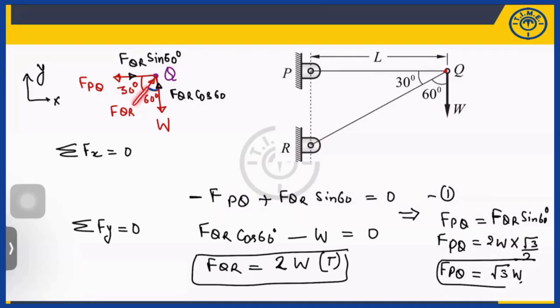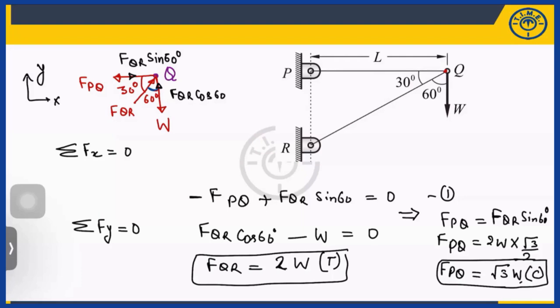Now if you see, this member is trying to compress this joint. If you consider this member, what is the force? Equal and opposite. I am talking about this member. If this is the force, the same force will act on this member. So what type of force is this one? This is compressive only. So this root 3W is nothing but compressive.